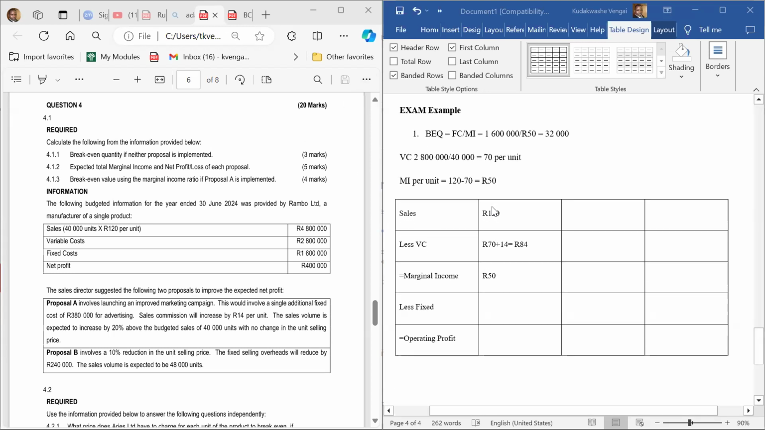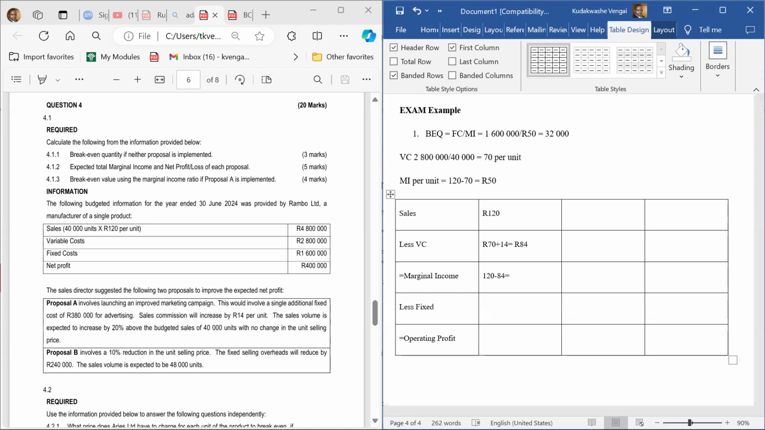All right. Where was I? 50 rand. Okay, yeah. We're calculating the new marginal income, right? So that's 120 minus 84.